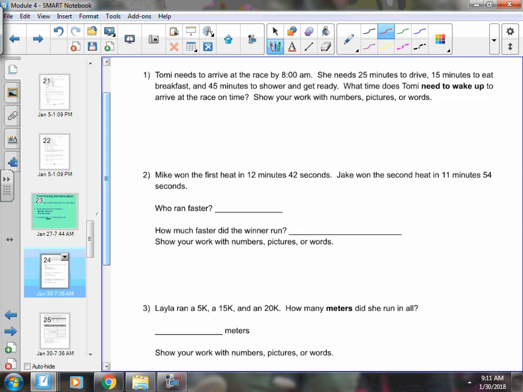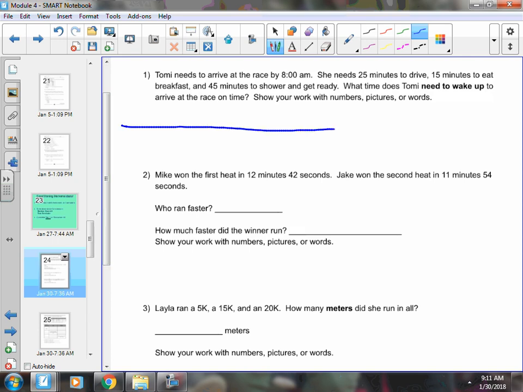Number 1, Tommy needs to arrive at the race by 8 a.m. She needs 25 minutes to drive, 15 minutes to eat breakfast, and 45 minutes to shower and get ready. What time does Tommy need to wake up to arrive at the race on time? So this is actually a working backward problem, and I'm going to show you 2 ways to do it.